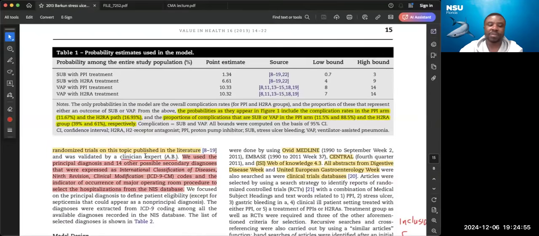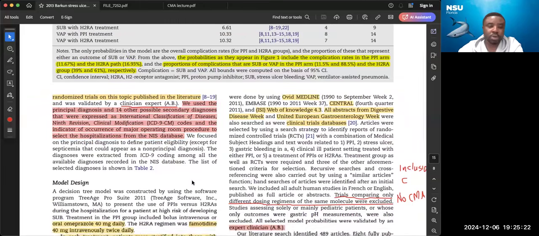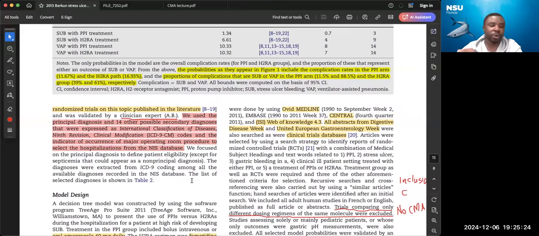And it was validated by a clinician expert. His name, I think, is AB. I think he's the first author, who is the clinician expert. For the diagnosis, again, they used the International Classification of Diseases, 9th Revision, Clinical Modification codes. And then they used other sources from the NIS database as well. So that is how the population was recruited.